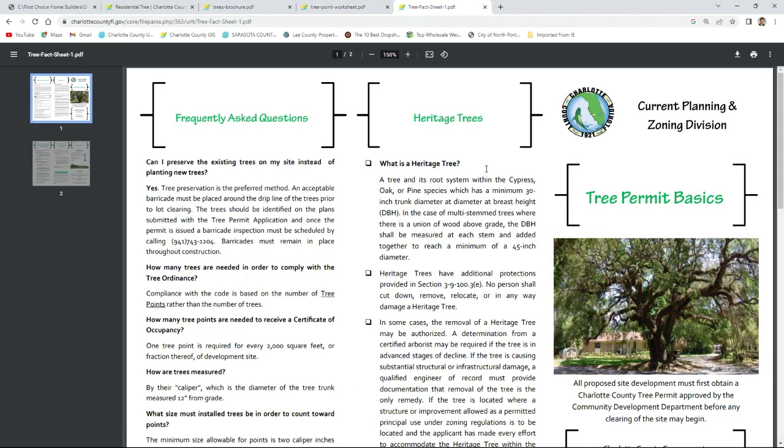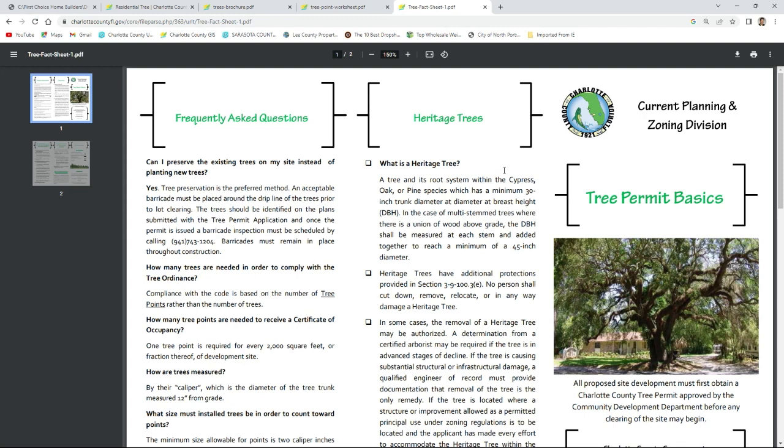There are also heritage trees. These are oak trees and pine trees that measure a minimum of 30 and 45 inches at DBH. DBH stands for diameter at breast height, which is measured 54 inches above the ground.